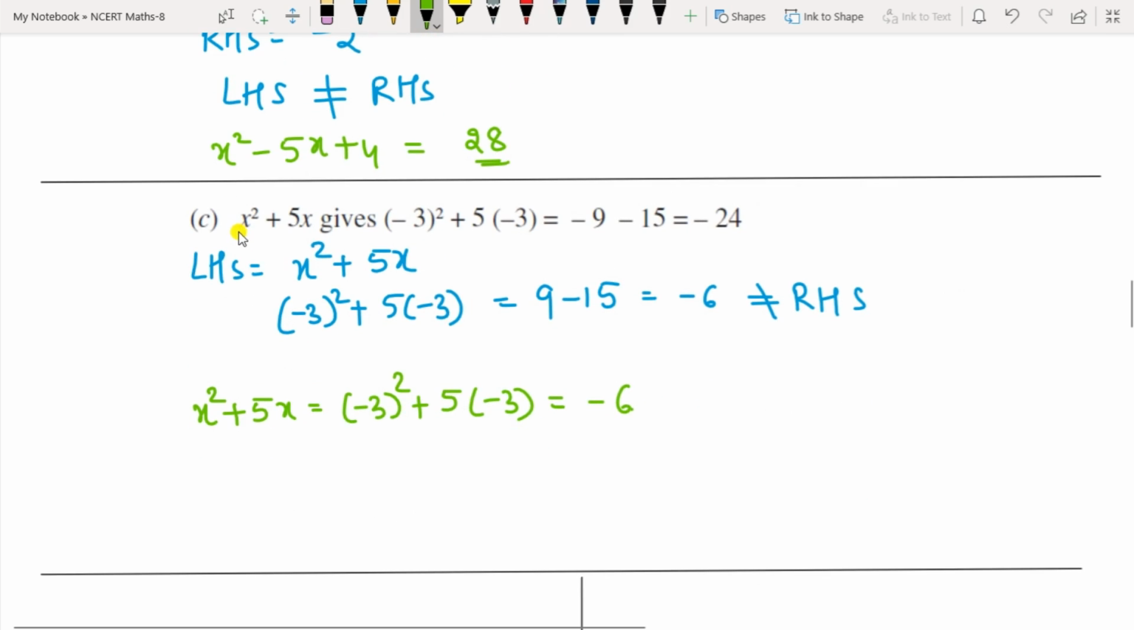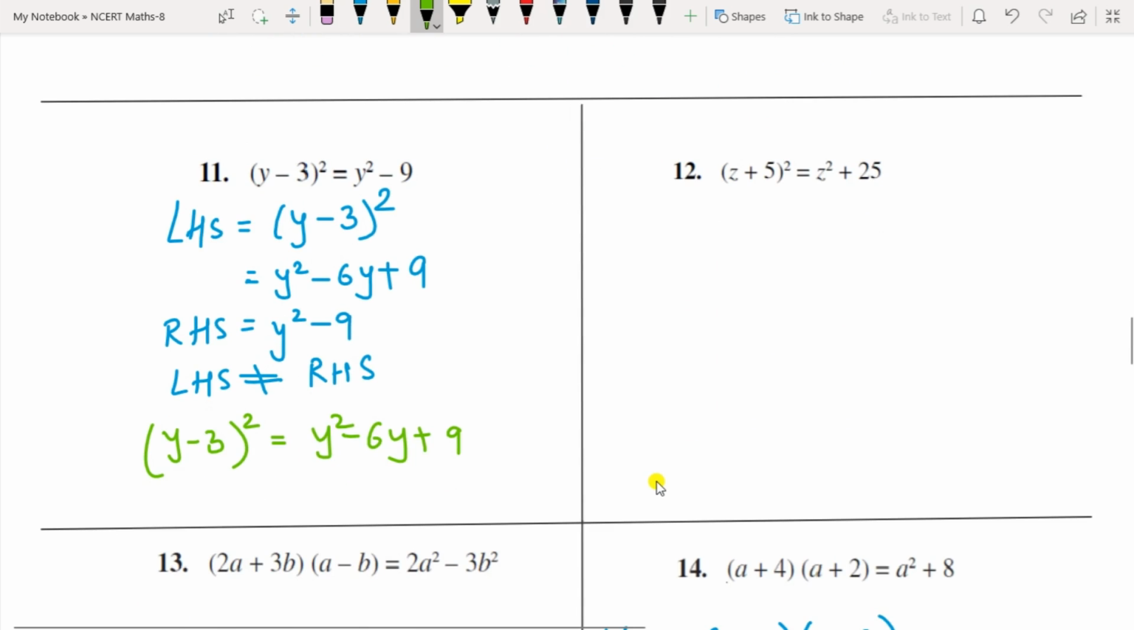So, in this one also x square plus 5x is LHS. After substituting minus 3, you get minus 6, which is not equal to RHS, which is minus 24. Hence, this should be the correct equation. So, in this one, y minus 3 the whole square, its expansion is y square minus 6y plus 9, but RHS is given as y square minus 9. So, this is the correct statement.